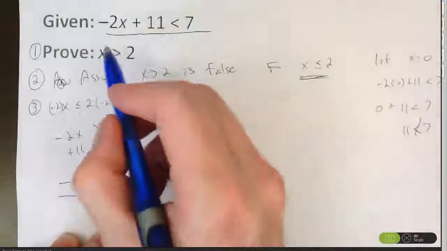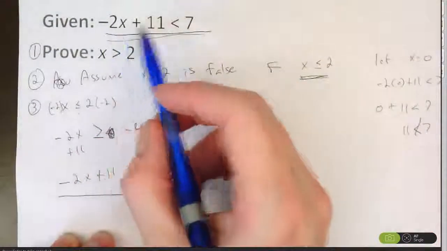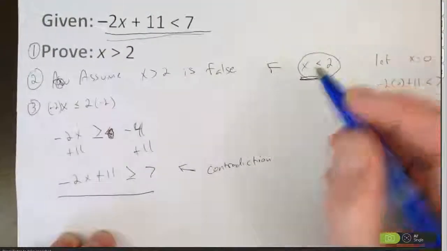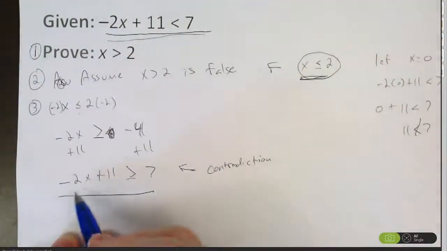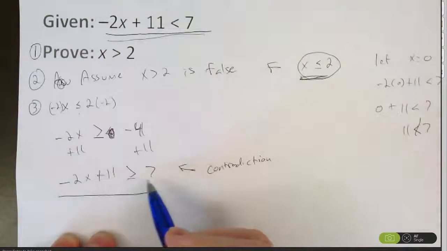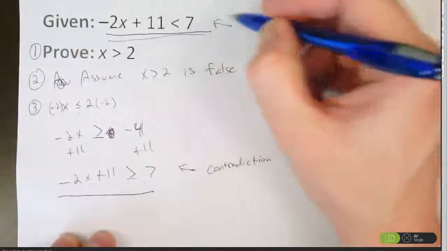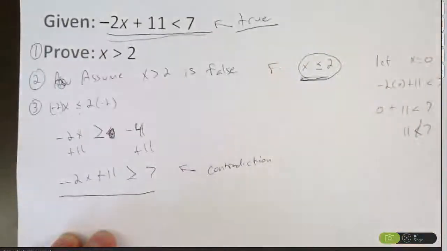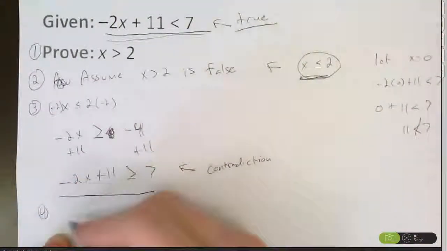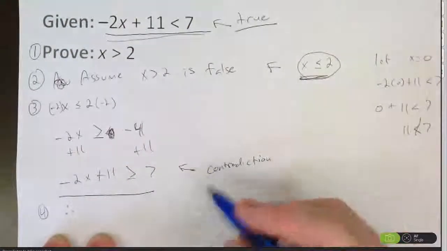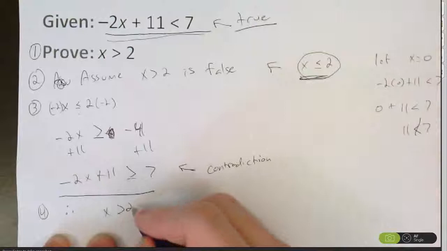What's the contradiction? Well, we were told in the very beginning that negative 2x plus 11 is less than 7. But if I assume that x is less than or equal to 2, I actually get that negative 2x plus 11 is greater than or equal to 7. And that's false because this was what we know is true. So since this is false, therefore x must be greater than 2.